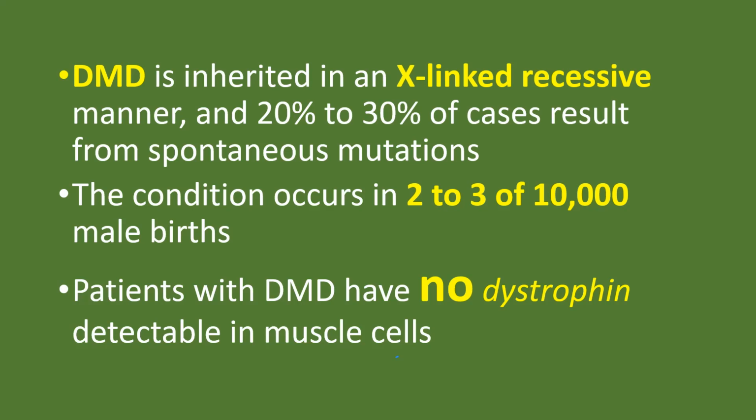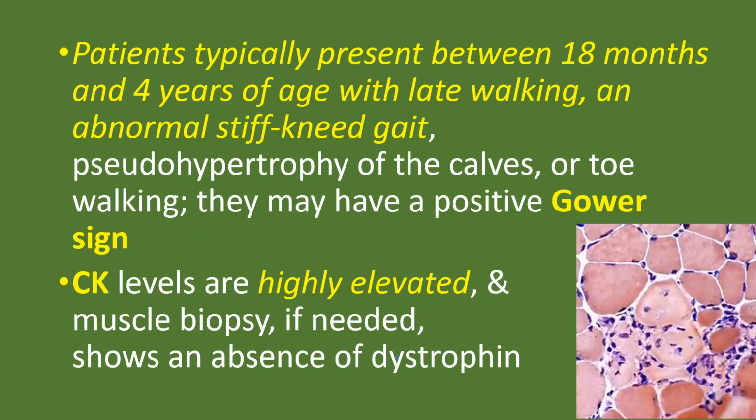Patients typically present between 18 months and 4 years of age with late walking, an abnormal stiff-kneed gait, pseudohypertrophy of the calves, or toe walking, and they may have a positive Gower sign, which I will be discussing. Creatine kinase levels are highly elevated, and muscle biopsy, if needed, shows an absence of dystrophin.